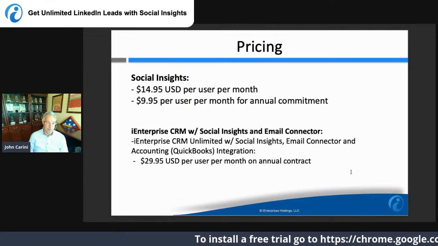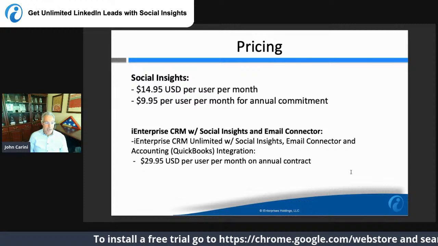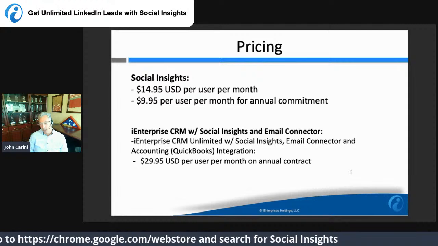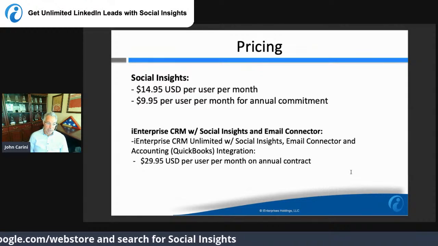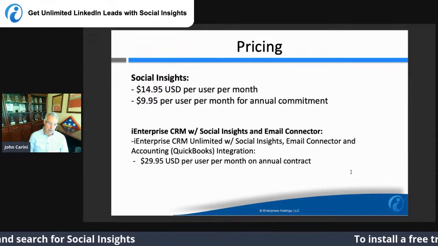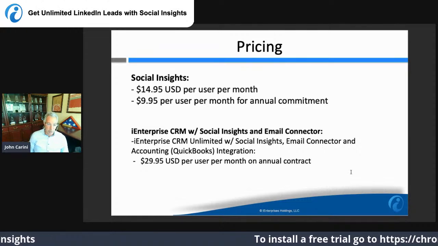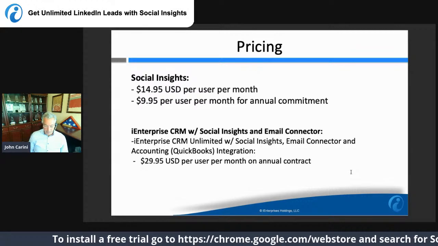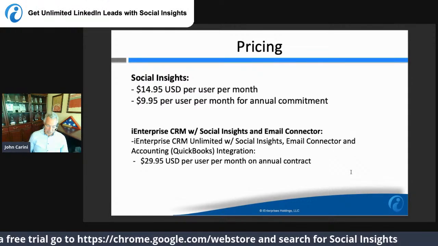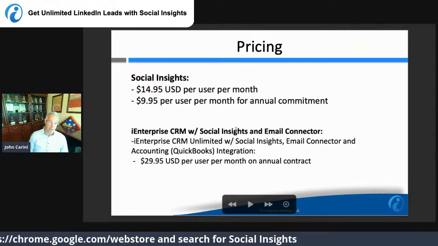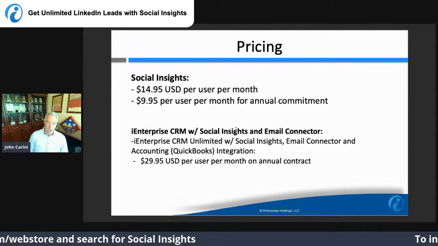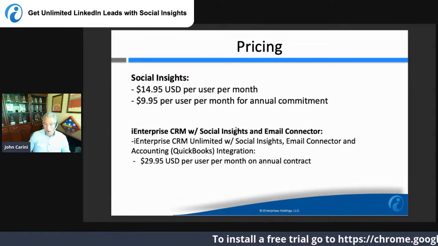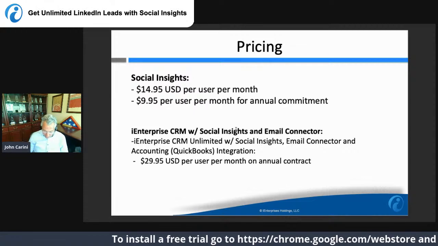And I'll just mention that we have our own CRM, and it will include Social Insights as well as the email connector. The cost for iCRM is $29.95 per user per month on an annual contract, and that's the only price for it. We don't upsell you. We don't get you in at some low price and then upsell you. That's what we do with all our products. We give you everything for one price. We're not about getting you in the door and then telling you, oh, you need tires with that car. That's extra. This is extra. We do not do that.